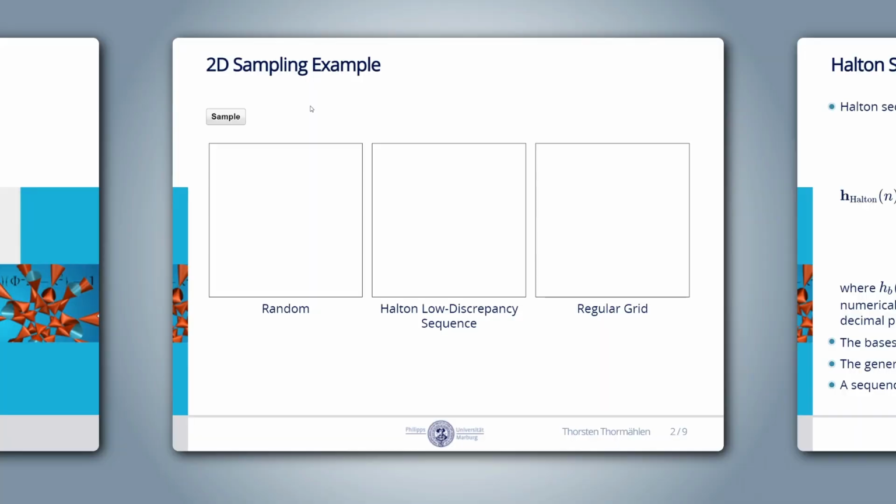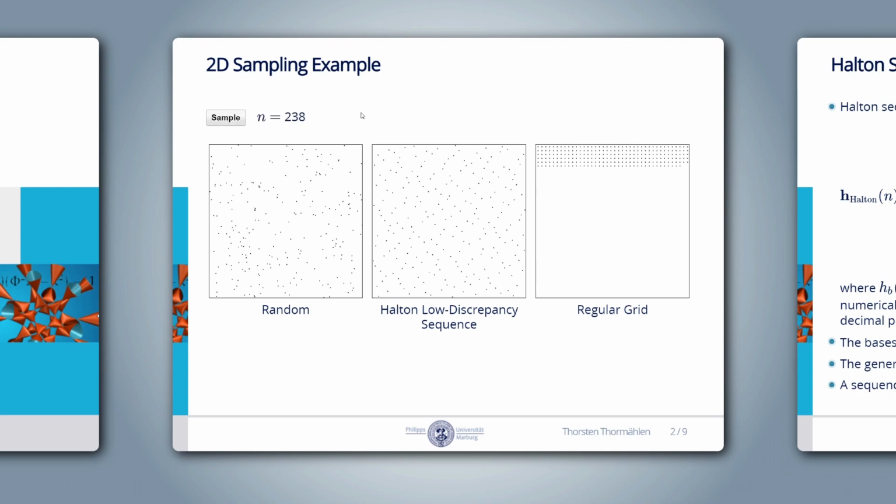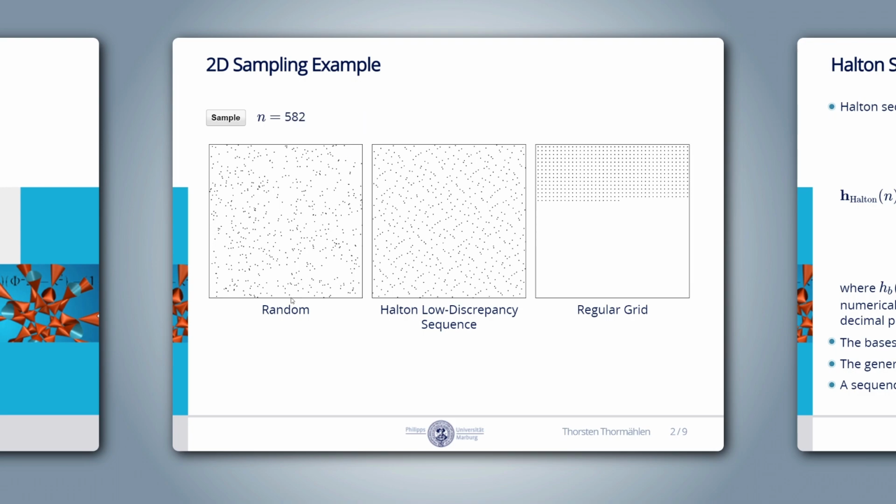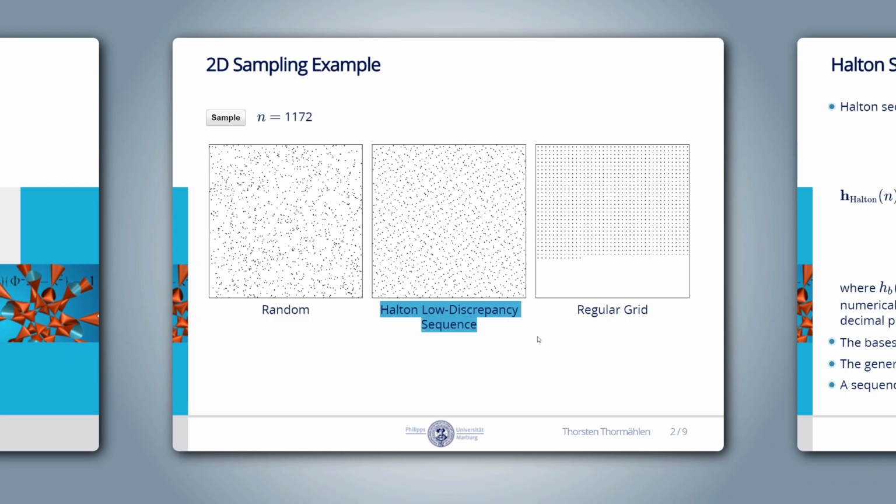Let's start with a motivating example. Each of the 3 squares on this slide represent a continuous 2D domain. We are now generating 2D sample locations. Each sample location is represented by a small black dot. On the left you see the result of random sampling. In the middle is the result of the Halton low discrepancy sequence. And on the right the result of looping row by row over a regular grid.